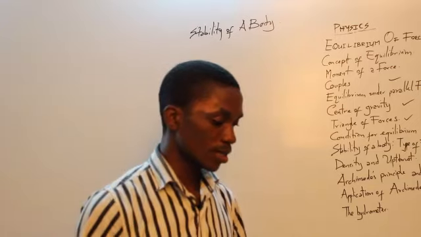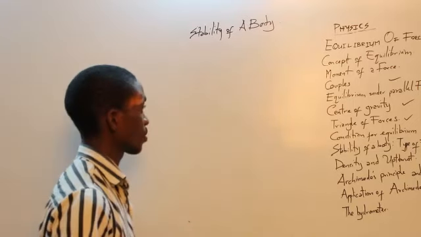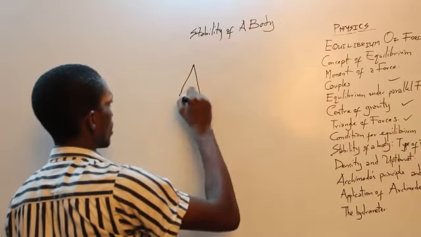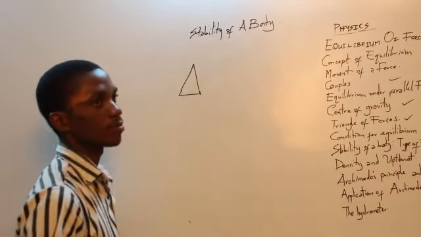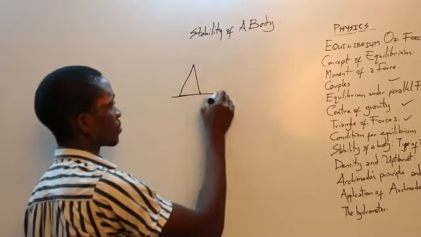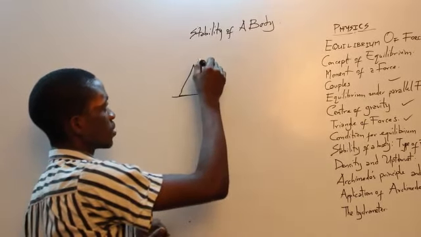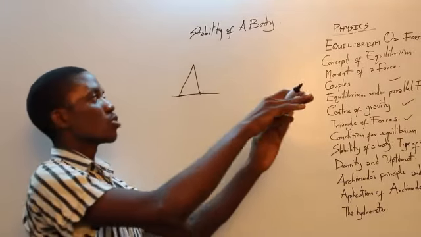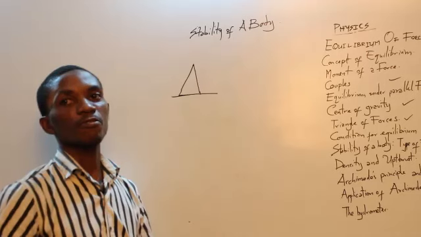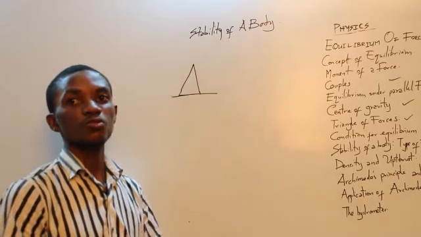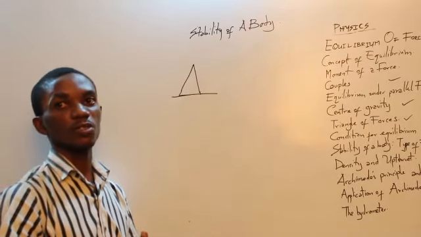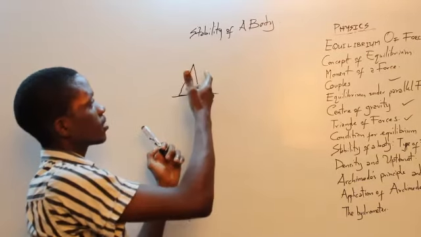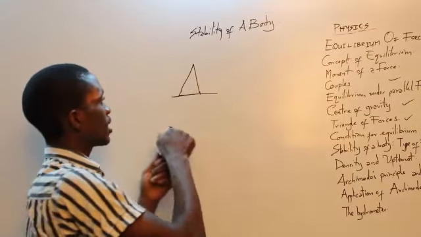So let's take, for example, a triangle seated like this. When you push it forward, so long as you've not pushed it up to like half of the entire thing lifting, it will fall back to its original position. Now, this is how a body that is stable looks.